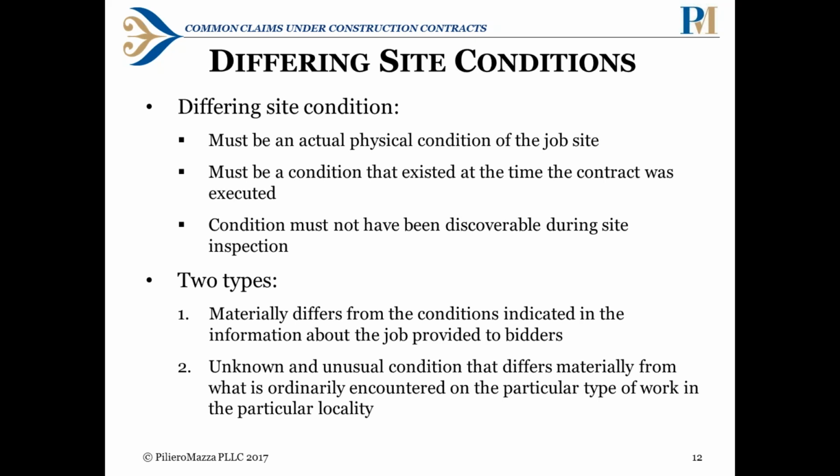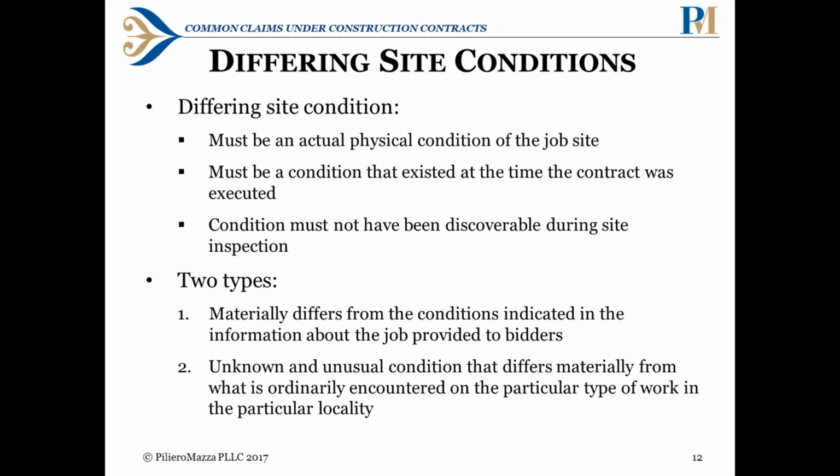The type 1 conditions are where the conditions that are encountered are materially different from the conditions indicated in the information about the job that are provided to bidders. And the information provided to bidders, the contract documents, this is interpreted very broadly. So it can be documents that are mentioned in documents provided to bidders. So there is a kind of a broad take about what that will include.